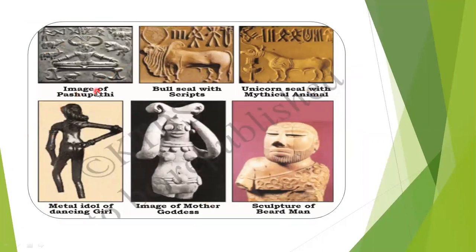And we have to see this image of Pashupati. Pashupati means God Shiva. Bull seal with the script, that is the seal. And unicorn seal with a mythological animal. Mythical means Pauranika. That is also known as a seal. And this is a metal idol of the dancing girl. Next, this is known as the images of mother goddesses. Next, we have to see the sculpture of the bearded man.